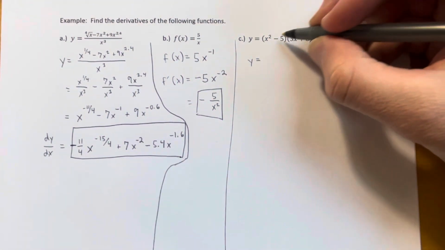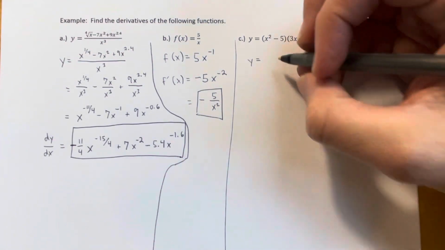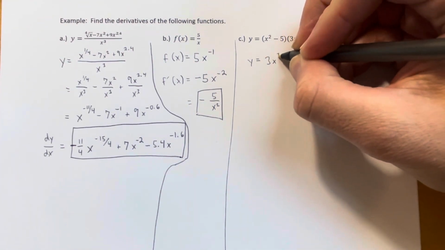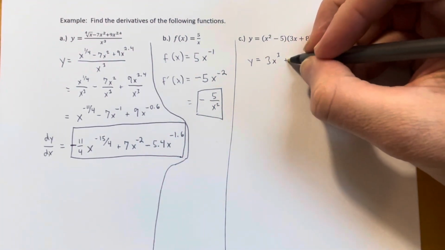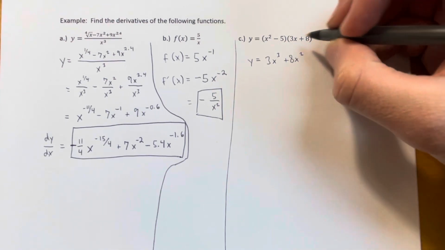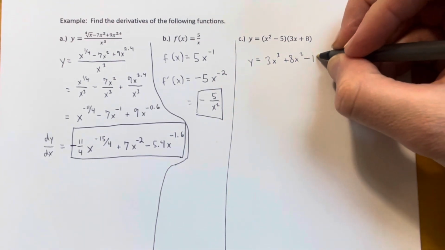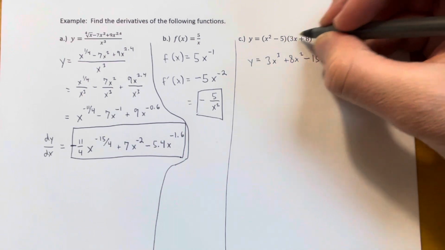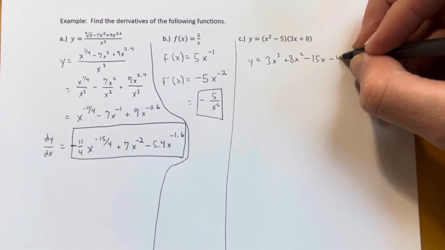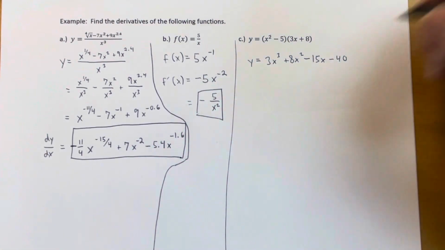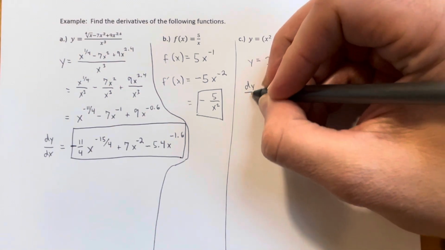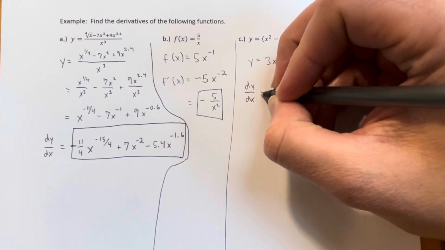So if I were to distribute everything, I'm going to get x squared times 3x, that's 3x cubed. x squared times 8, 8x squared. Negative 5 times 3x, that's minus 15x. Negative 5 times 8, which is negative 40. And now we can find our derivative. I'll use another dy/dx for this one.